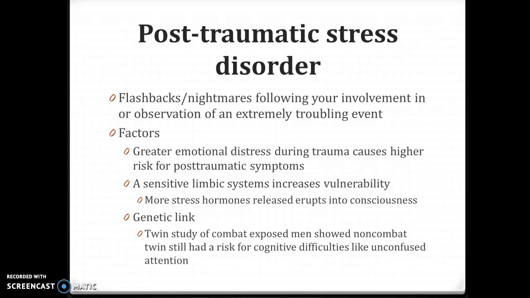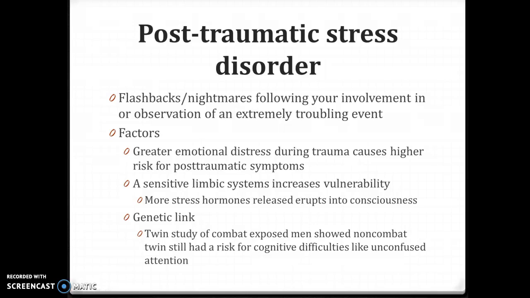And then there is post-traumatic stress disorder, often referred to as PTSD. Post-traumatic stress disorder includes flashbacks and nightmares following involvement in or observation of extremely troubling events. Not everyone who experiences a traumatic event will later experience PTSD, but some things can make it a little bit more likely. If a person experiences great emotional distress during trauma, they have a higher risk for post-traumatic symptoms.